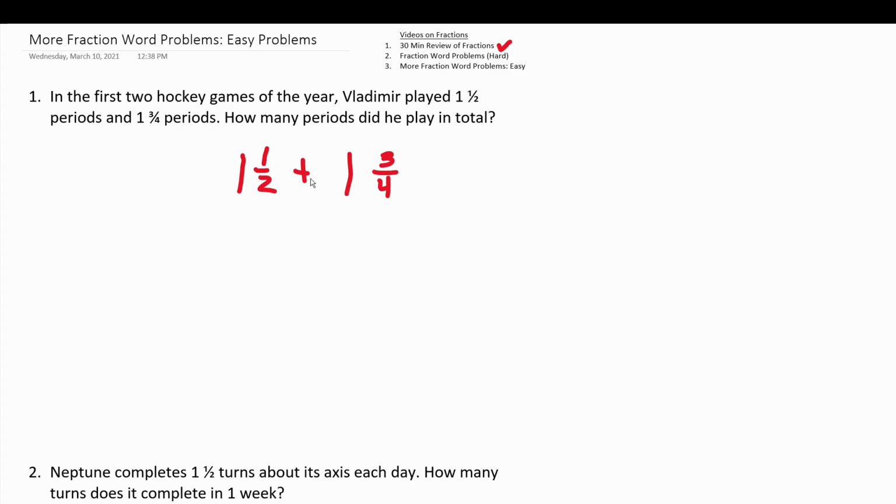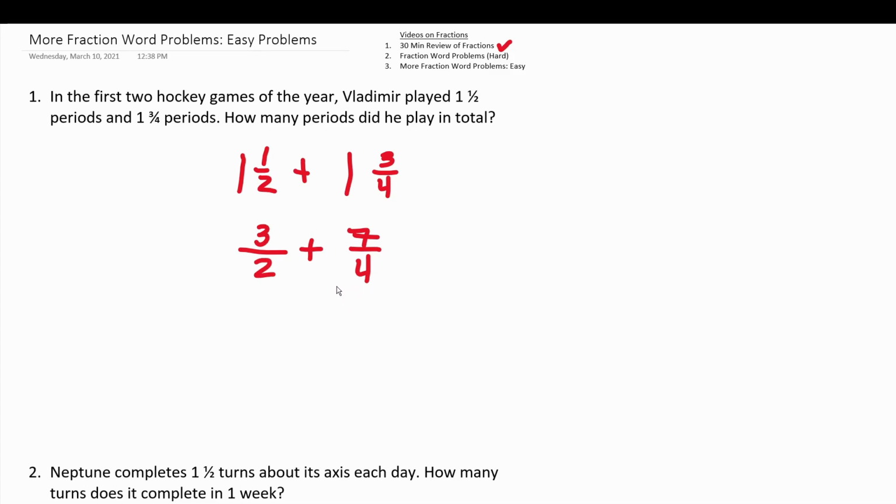So in this case, as you can see, we're adding 2 mixed numbers, and in order to proceed, we want to convert these mixed numbers to improper fractions. And the way you do that is like this. You do 1 times 2, which is 2, plus 1 is 3. So this becomes 3/2 as an improper fraction. And we do the same thing here. We have 1 times 4, which is 4. 4 plus 3 is 7. So this is 7/4.